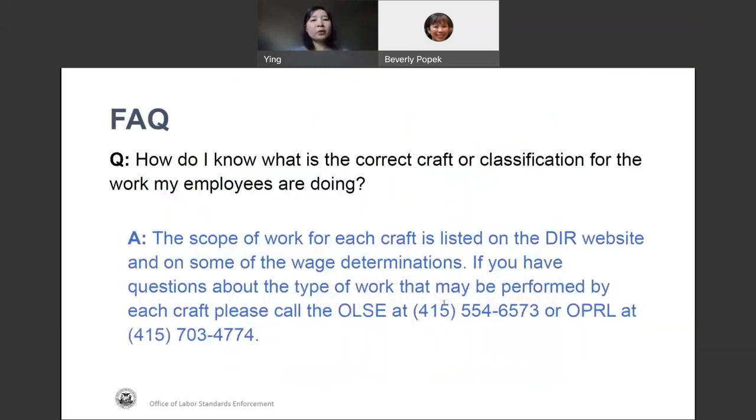So we have some frequently asked questions for Chapter 23 as well. Let's take a look. How do I know what is the correct craft or classification for the work my employees are doing? The answer is the scope of work for each craft is listed on the DIR website and on some of the pages in the wage determinations. If you have questions about the type of work that may be performed by each craft, please call us at 415-554-6573 or OPRL, which is the DIR, at 415-703-4774. Next.